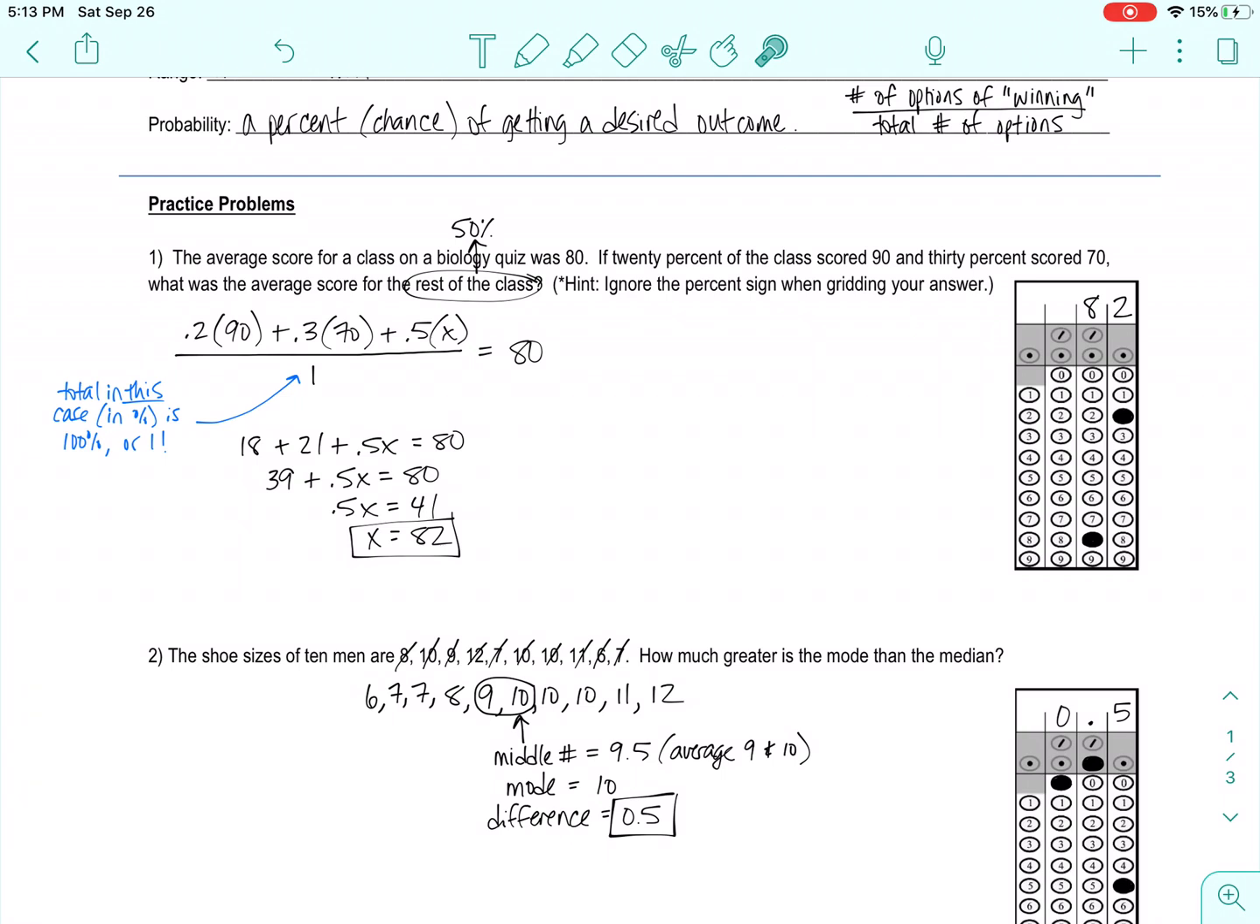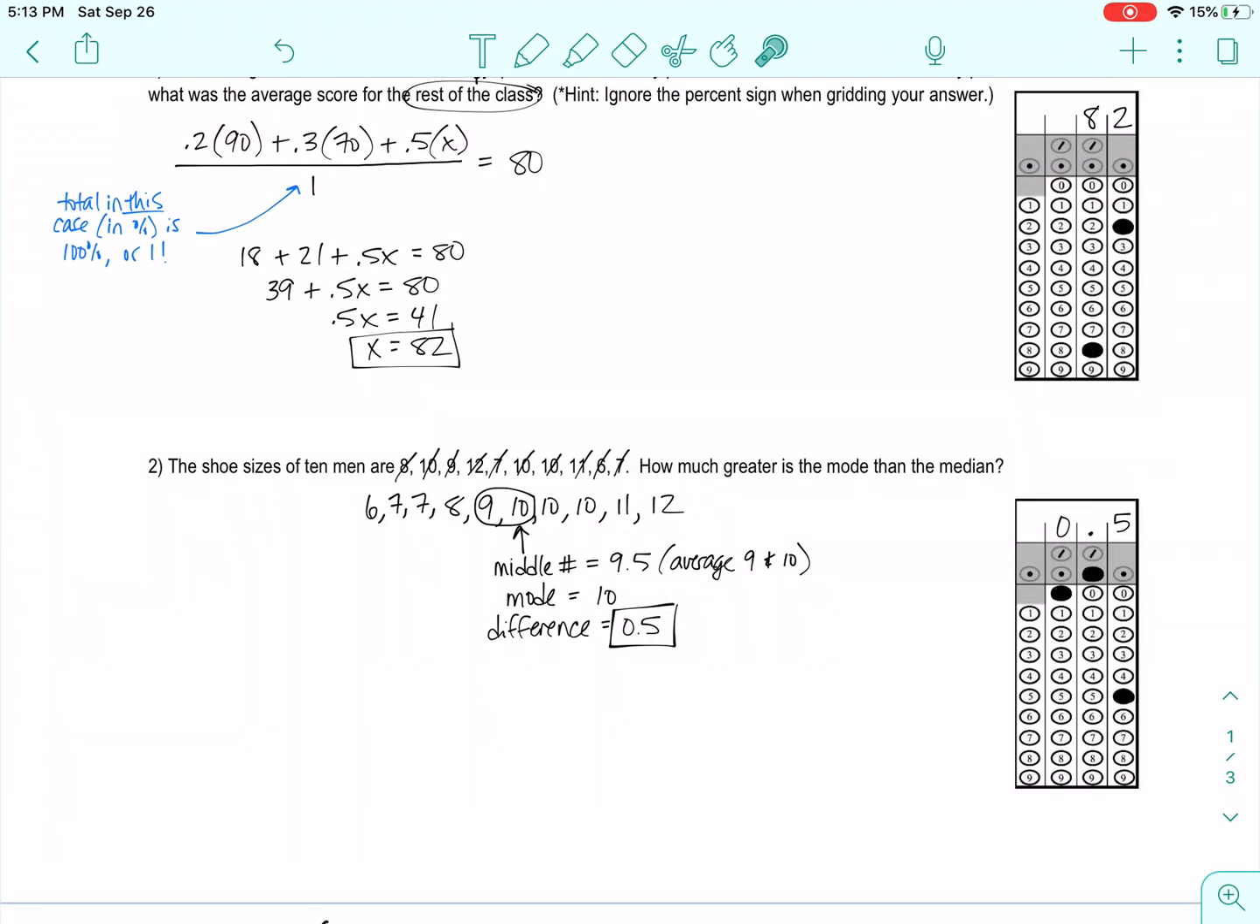Set it equal to 80, go ahead and solve. You end up with 82, and it does say ignore the percent sign when gridding your answer. So 82 goes here, or you can put it first. Number 2, shoe sizes of 10 men. How much greater is the mode than the median? Again, the SAT is famous for asking multiple questions in one. You have to know what the mode means, and you have to know what the median means to be able to get this question right.